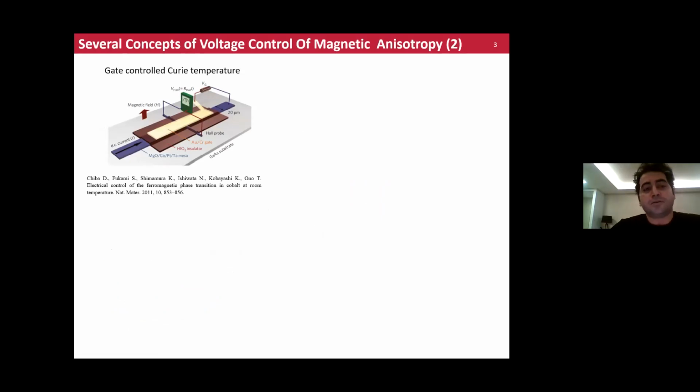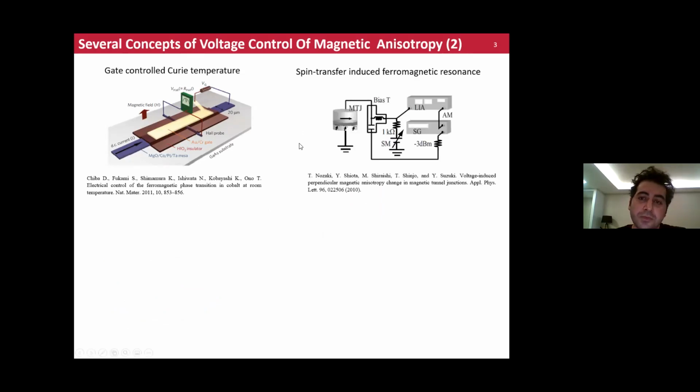In another concept, we can control the Curie temperature of ferromagnetic materials. And if the magnetic anisotropy is changing, we can observe something in ferromagnetic resonance, because ferromagnetic resonance is a powerful technique to analyze or characterize the magnetic anisotropy of materials. If something is changing in anisotropy, we should observe something in the FMR spectrums.